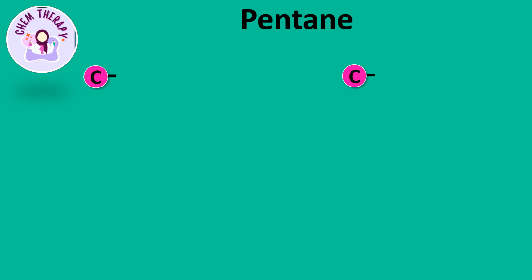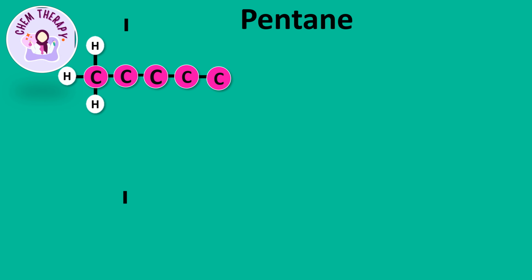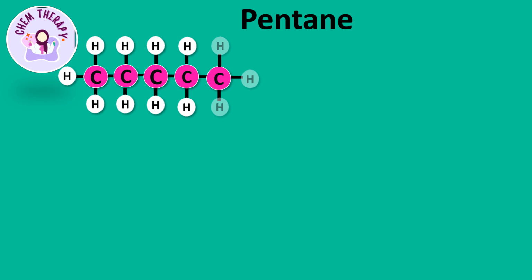The first isomer of pentane is drawn by attaching all the 5 carbon atoms in a straight chain, one after the other. And the remaining valencies of carbon atoms are satisfied by attaching a suitable number of hydrogen atoms. This isomer is named normal or n-pentane.